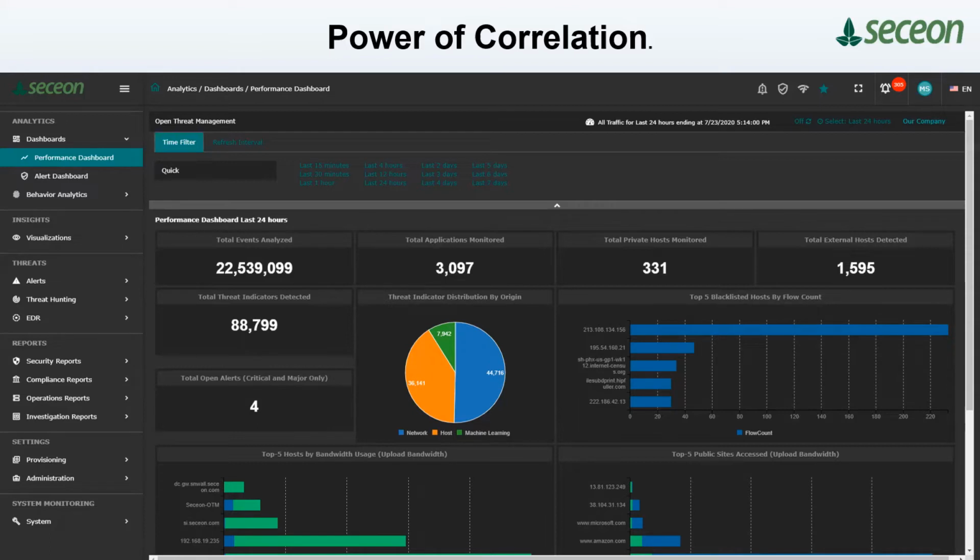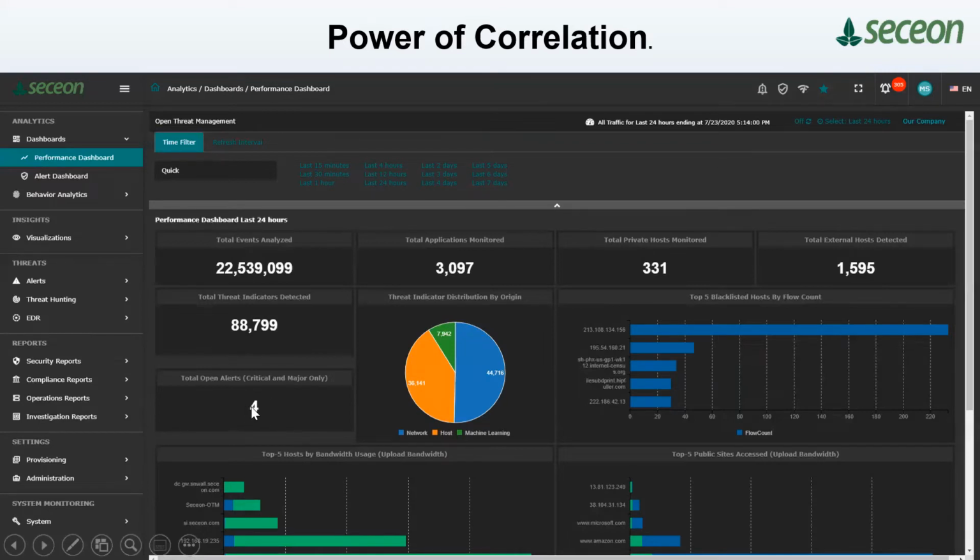Our competitors and people who have siloed solutions will be seeing 88,799 alerts. That's something which nobody can deal with. So when you combine the additional intelligence Seceon provides, we have reduced that 88,799 down to 4 actionable alerts.